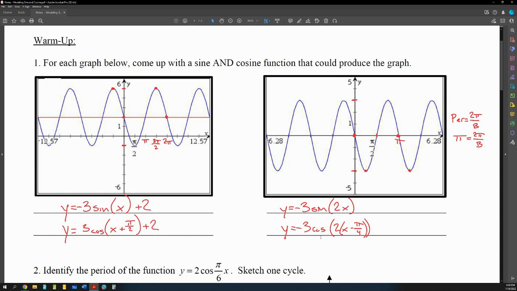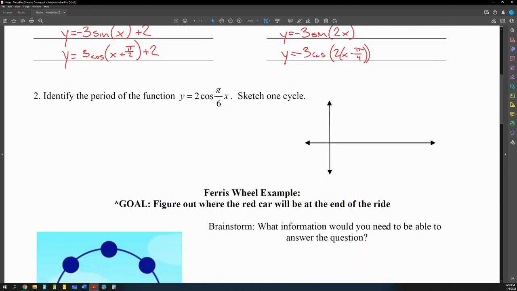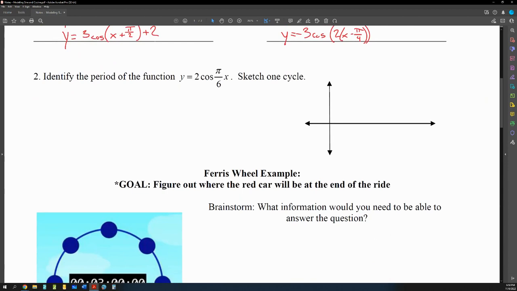So here is an example for the cosine equation. Again, your answers may vary. Okay, let's move on to number 2. Identify the period of the function y equals 2 cosine of pi sixth x. Sketch one cycle. Okay, so I know that my b value here is pi sixth.